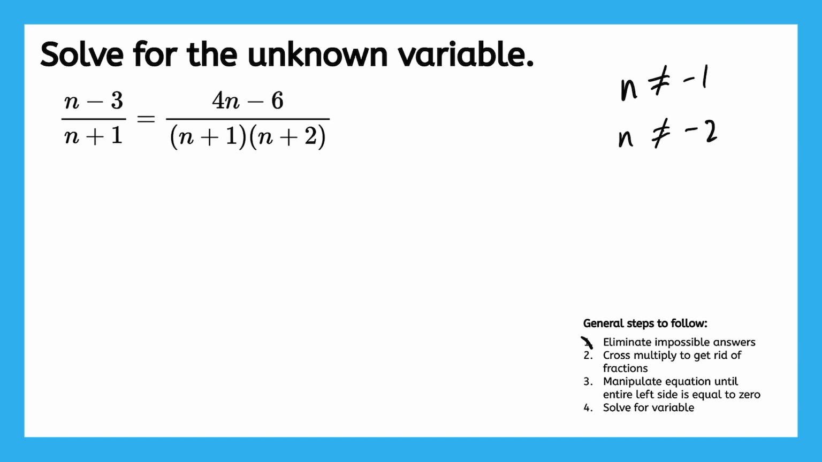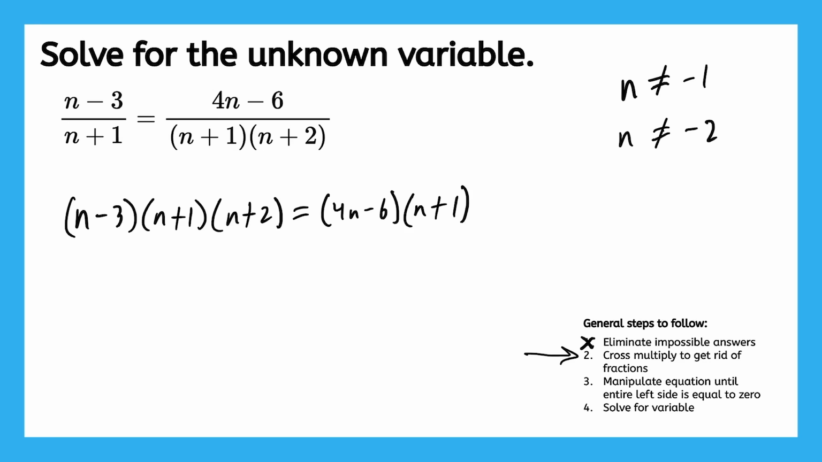So now let's cross off this 1 right here, and now we need to cross multiply to get rid of fractions. So as usual, we're going to say this numerator times this denominator equals this numerator times this denominator. And I see that we have an n plus 1 on the left and an n plus 1 on the right. So if we divide both sides by n plus 1, it'll disappear. So we can just cross out n plus 1 on both sides because they cancel each other out. So we're left with n minus 3 times n plus 2 equals 4n minus 6.